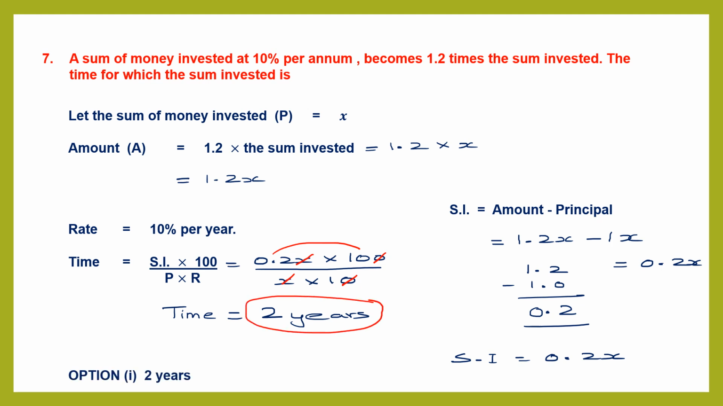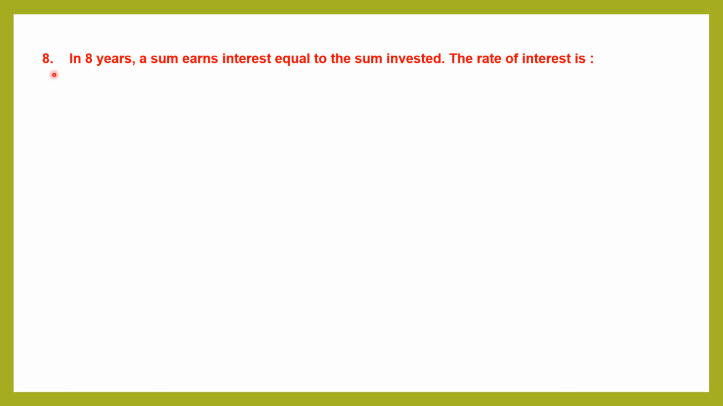That is option 1, 2 years is our answer. Question 8. In 8 years, a sum earns interest equal to the sum invested. So the interest and the sum invested are equal, and we have to find the rate of interest. Let the sum of money be x. The interest earned is also x, because both are equal.